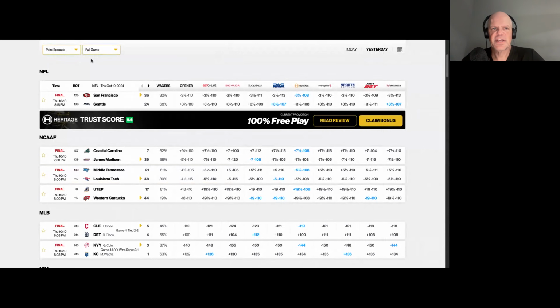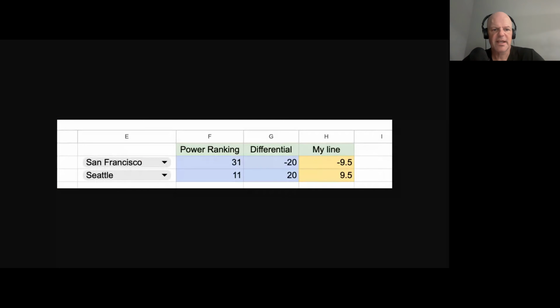Now let's look at another example that's a little bit more advanced. Let's take a look at this San Francisco and Seattle. Obviously, San Francisco won that 36-24, and you can see that line opened at -3.5 and closed at -3.5. Now I want to show you my line for this game via the model. We had San Francisco with a power ranking of 31. We had Seattle with a power ranking of 11.